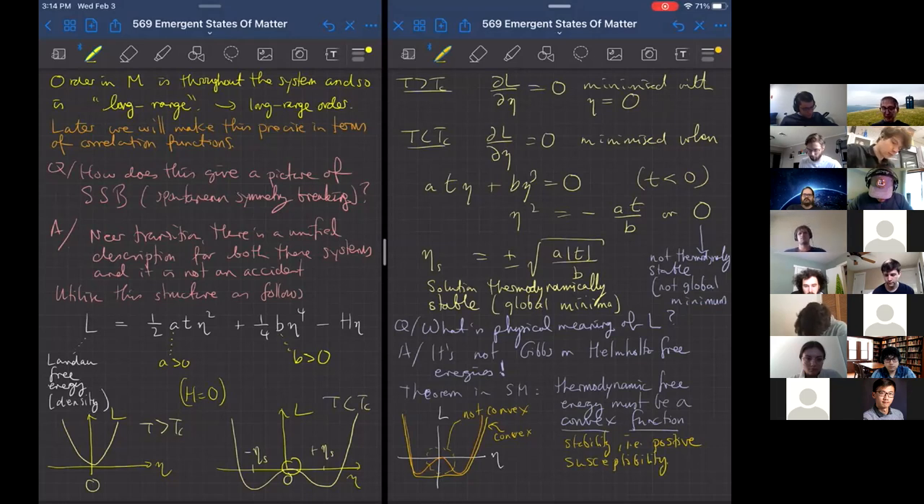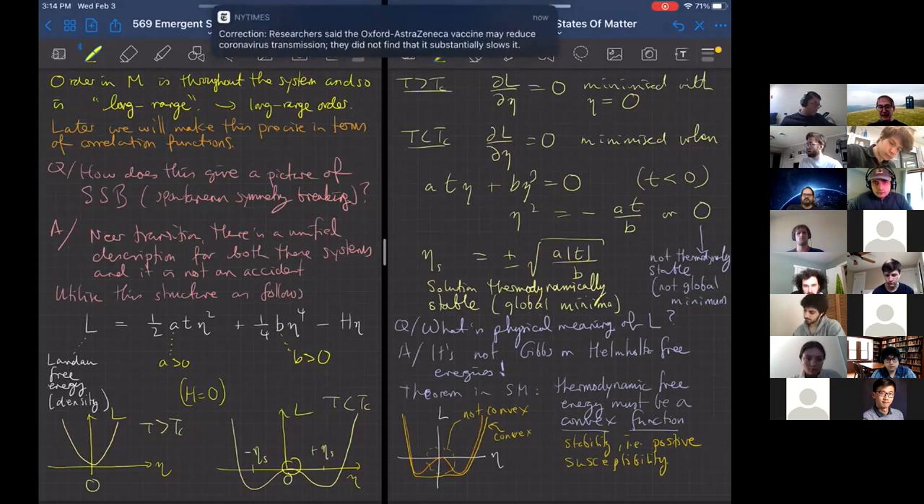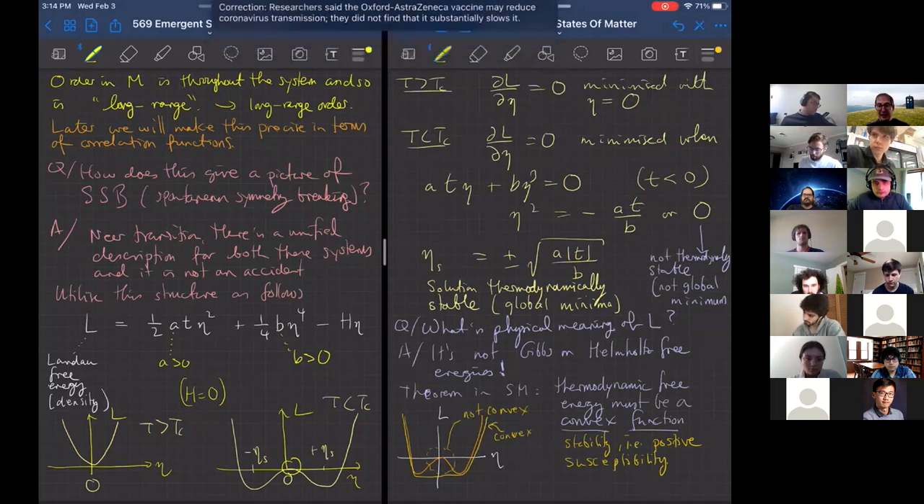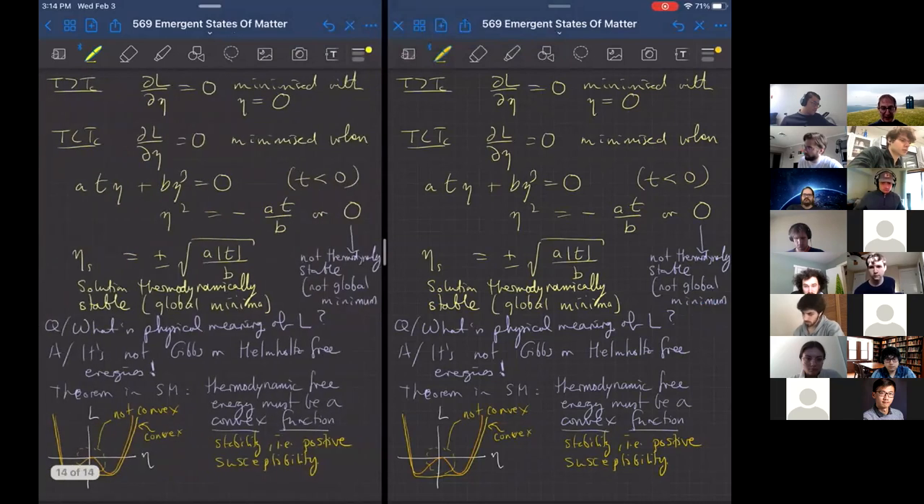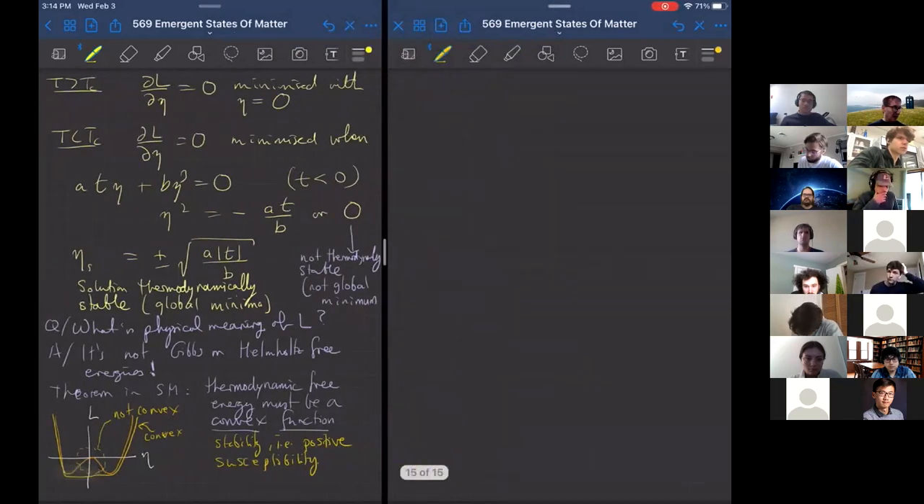So this double well potential that you see all the time in physics cannot be true if these things are thermodynamic free energies. So then what actually is this free energy? I'm going to explain to you what it actually is by using a picture of an Ising model.